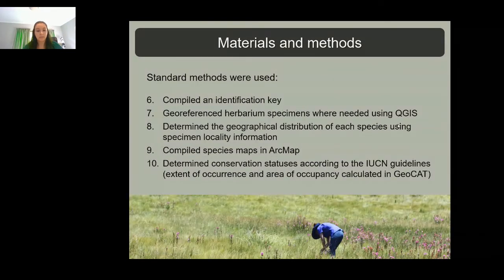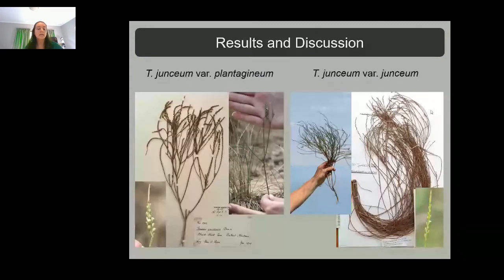We compiled an identification key and georeferenced herbarium specimens, which we then used to make distribution maps for each species to show the geographical distribution. And we also determined preliminary conservation statuses using IUCN guidelines. So going into the results, some of the interesting things that we found.